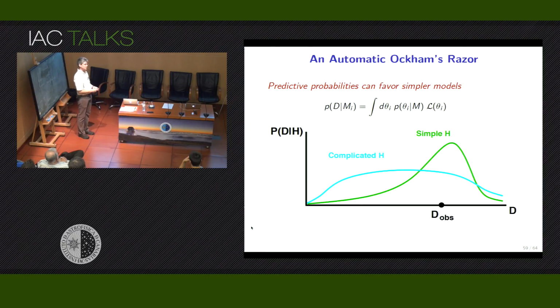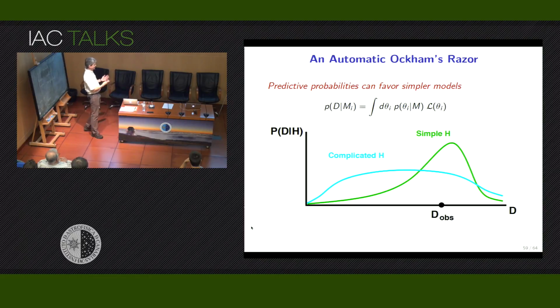So he came up with this phrase, and let me see if I can remember it. Entities should not be multiplied without necessity, something like that. Does anybody remember the exact phrase? Anyway, he was one of the first people from a philosophical point of view to write explicitly about the idea that there should be a preference for simplicity.